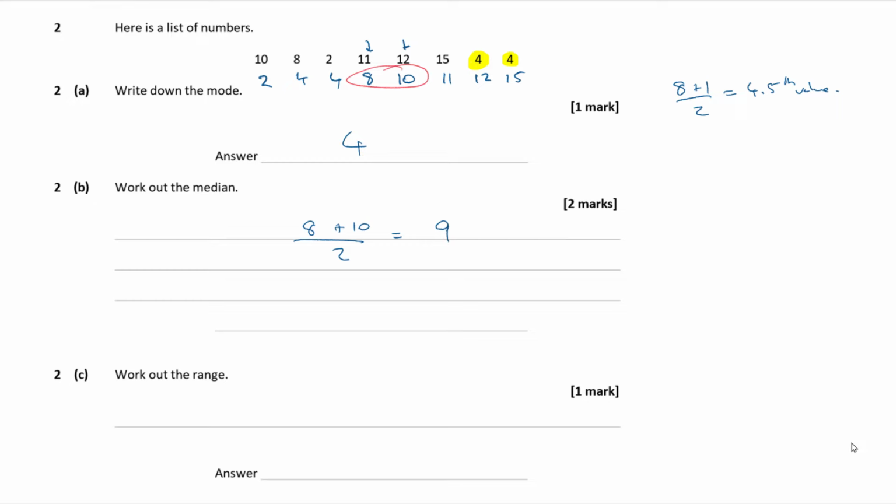So that is the median. So the median is 9. Range, highest minus lowest. So range is the highest value minus the lowest. Now in this case, the highest is 15 and the lowest is 2. So 15 take away 2 gives me a range of 13.